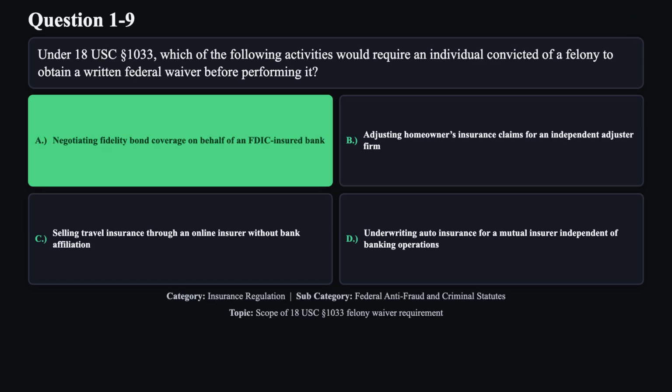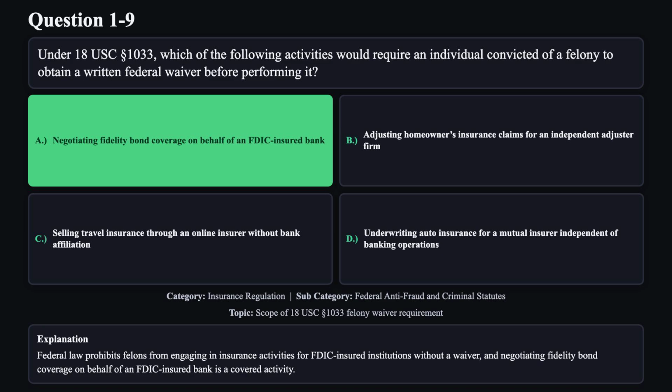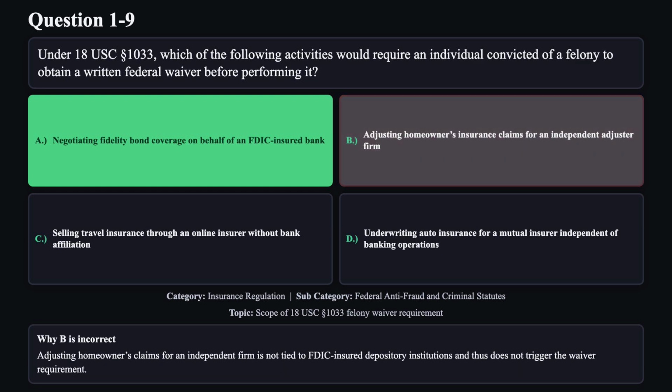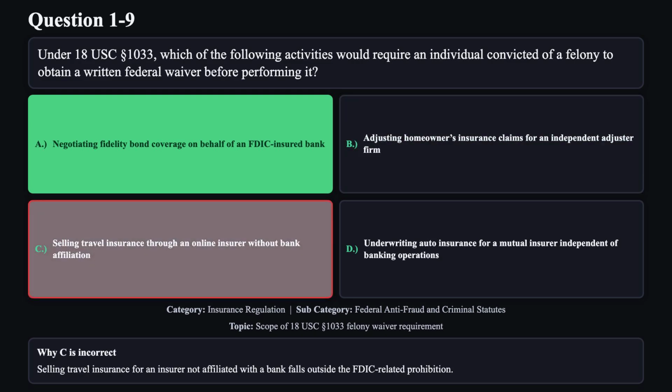The correct answer is A. Federal law prohibits felons from engaging in insurance activities for FDIC-insured institutions without a waiver, and negotiating fidelity bond coverage on behalf of an FDIC-insured bank is a covered activity. Reason B is not correct. Adjusting homeowners' claims for an independent firm is not tied to FDIC-insured depository institutions, and thus does not trigger the waiver requirement.